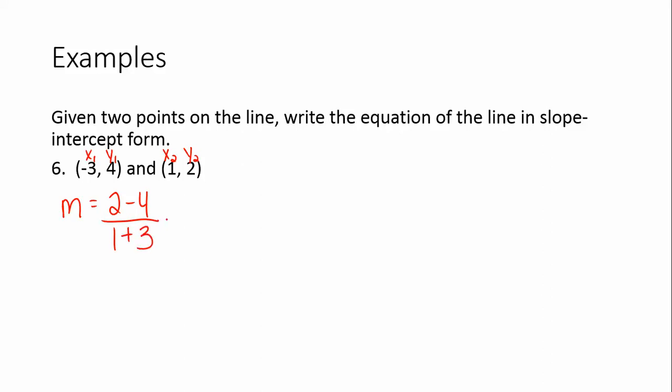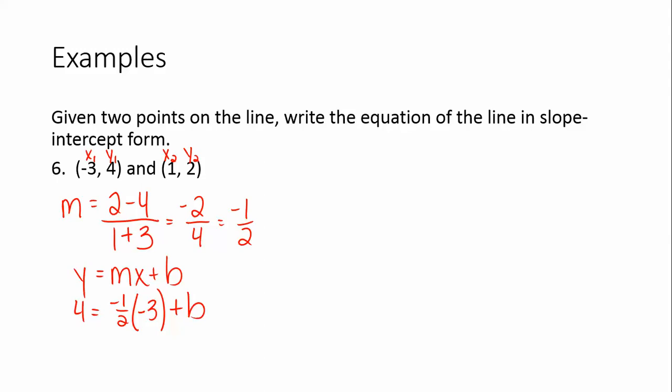Notice the change in sign. So we get negative 2 over 4, which is negative 1/2. You need to make sure that you're reducing when you can. And in order to find b now, I'm going to use the first ordered pair, and I'm going to plug into y equals mx plus b. So my y is a 4. My slope is a negative 1/2. X is a negative 3, and I don't know what b is.